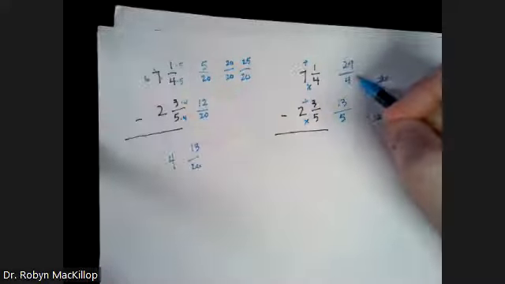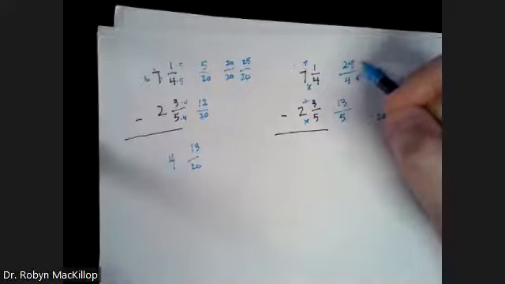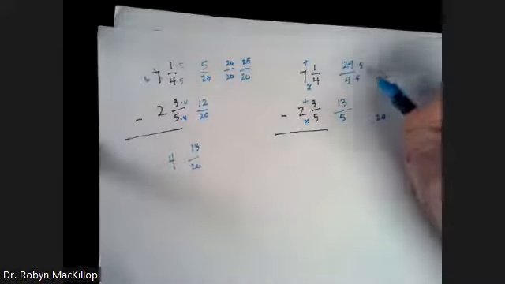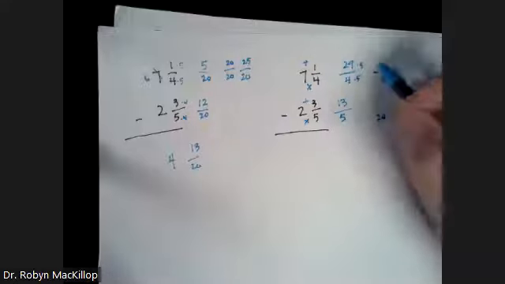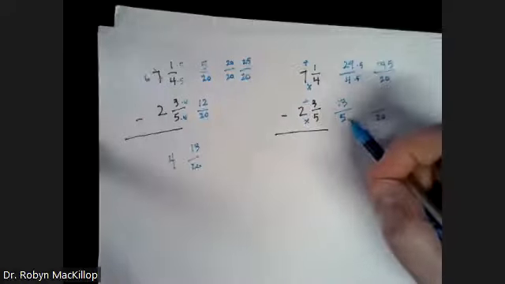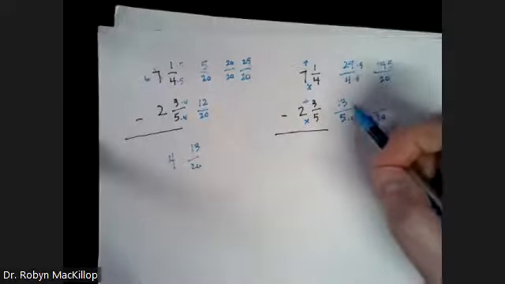And this is times 5. So this is times 5. And that's going to be 145, I believe. And 5 goes into 20 4 times. So we want 13 times 4. That's going to be 52. And we'll see how good my arithmetic is as soon as we get to the end.